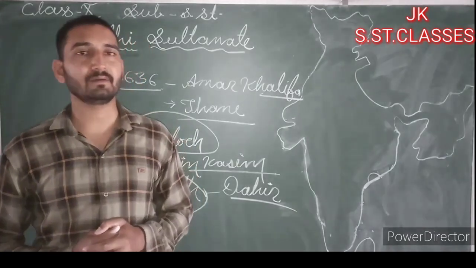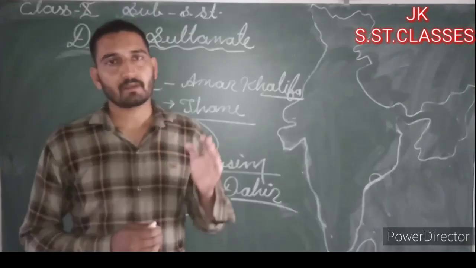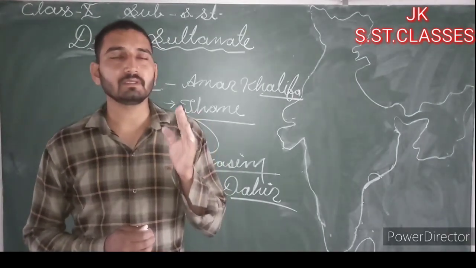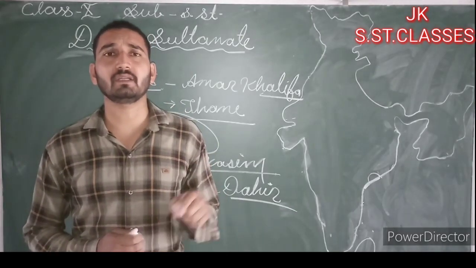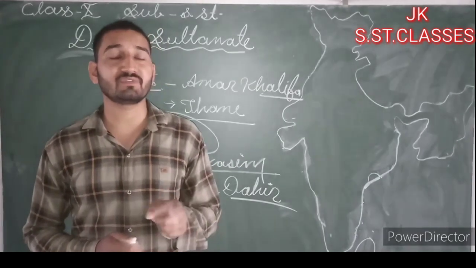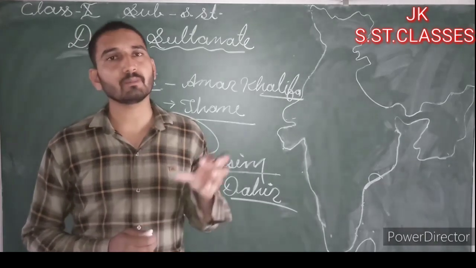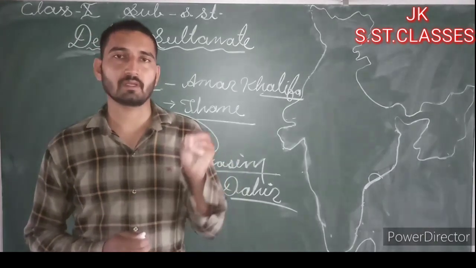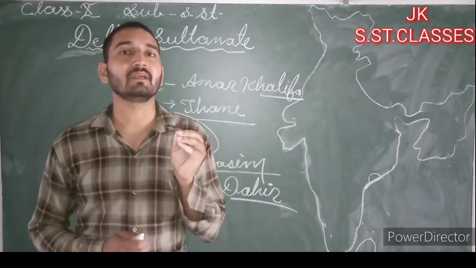In the first battle of Tarain, Prithviraj Chauhan defeated Muhammad bin Ghori. But in the second battle of Tarain, due to some reasons, Prithviraj Chauhan was defeated by Muhammad bin Ghori. And in this way, Muhammad bin Ghori appointed Qutbuddin Aibak as his governor in Delhi.